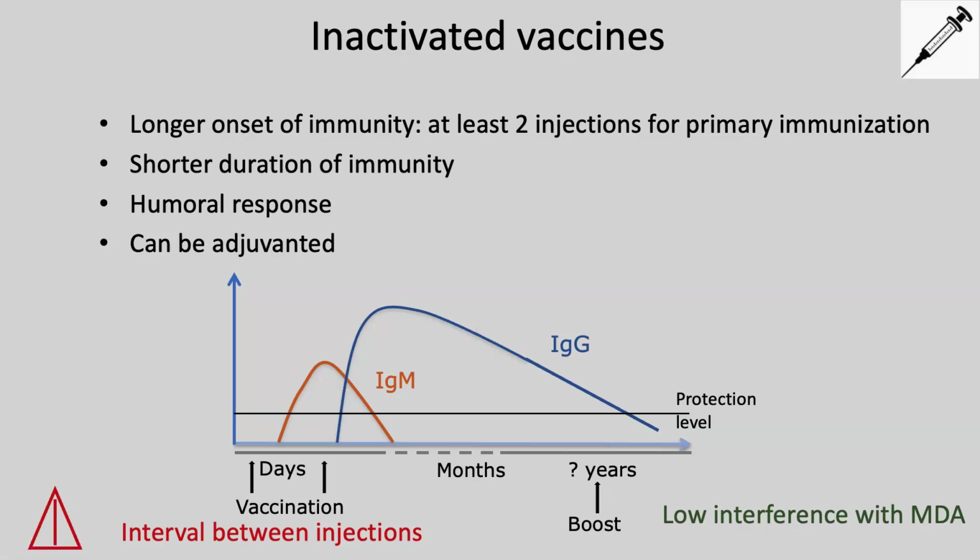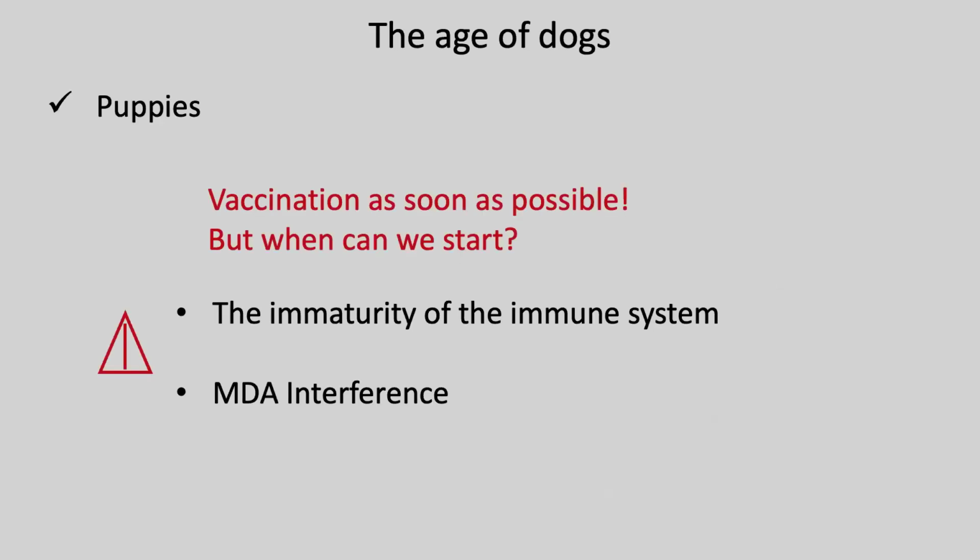So we have seen the pathogens, we have seen the vaccines, but we now need to discuss the dog we are about to vaccinate, and more especially how their immune system will be able to respond to the vaccine. So the first point is the age of the dogs. And we'll start with very young dogs, so puppies.